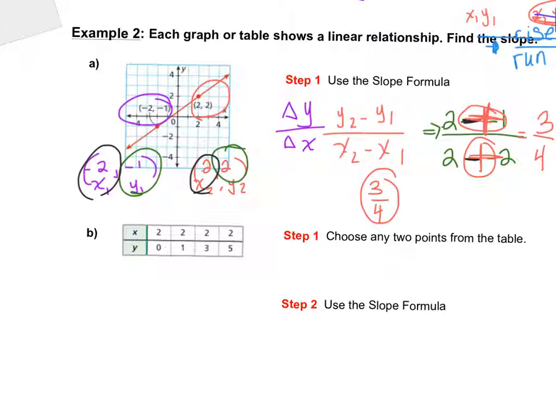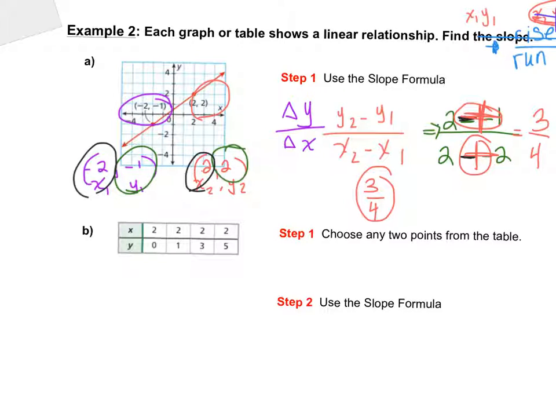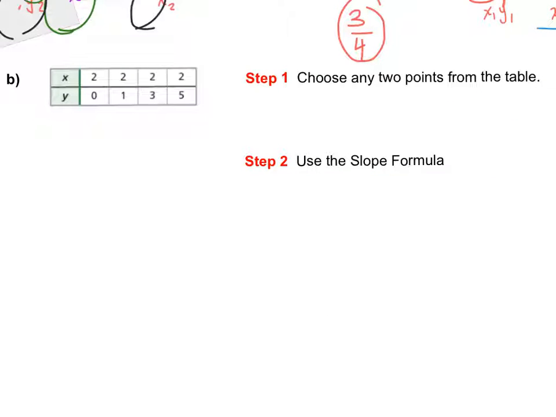Okay, example B, it would like for us to find the slope of that relation, of that linear function that we're looking at right there. It wants us to find the slope using any 2 points from the table. So you could choose any 2 points you would like. I'm going to choose the 2 middle ones.